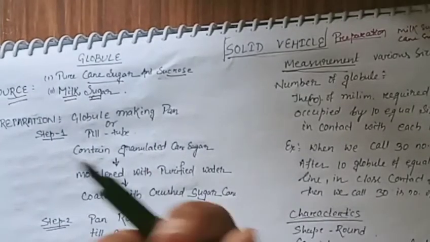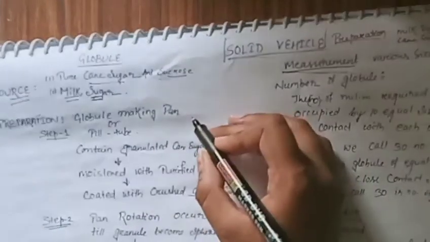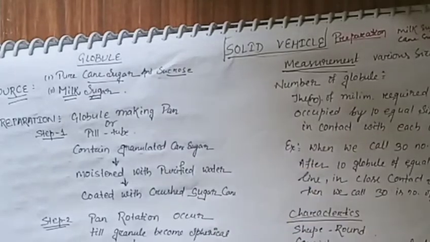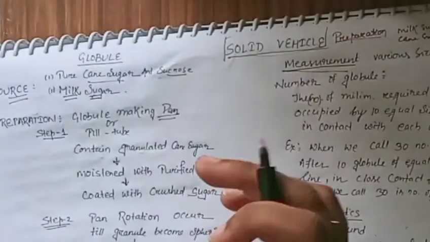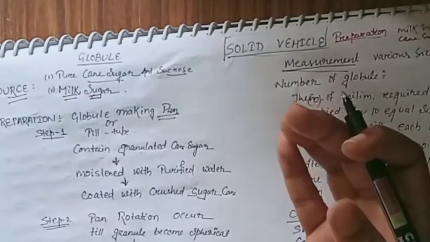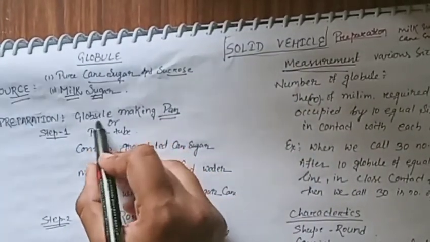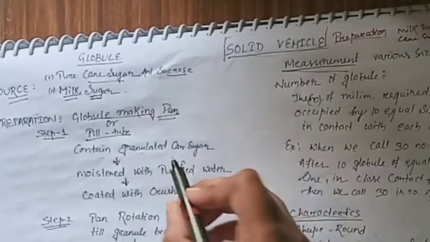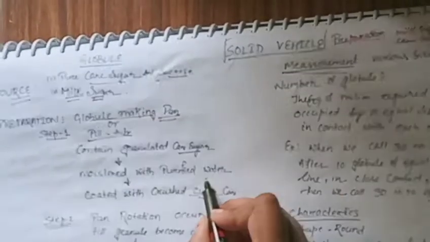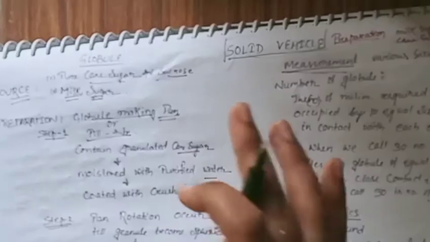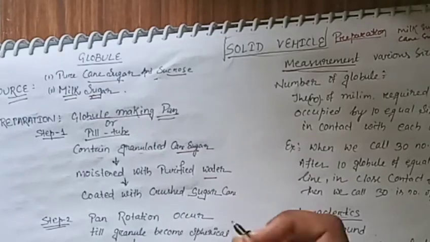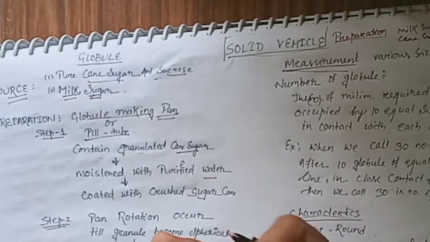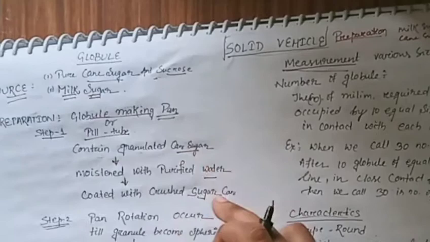Then preparation. How do we prepare globules? In the video, I will show a globule making pan, which is in the description box or on the video. First we take the apparatus required for the preparation of a globule, that is the globule making pan or pill tube. Then cane sugar, the source. Then purified water, the substance required for the preparation. These are the things required for the preparation of the globule.